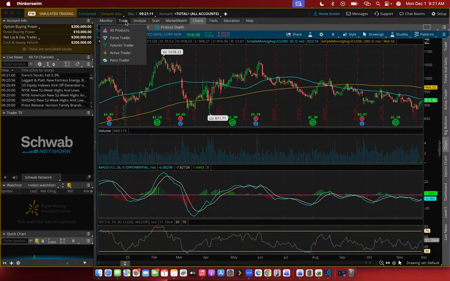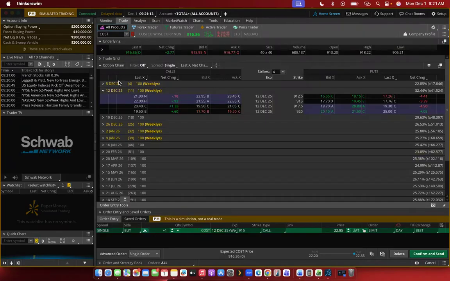With that being said, I'm going to the trade tab and under the option chain. These are all the expiration dates of these options. I'm choosing one for next week because they report earnings on Thursday, December 11th, and it will expire on the 12th. Like I said, I'm speculating that Costco will jump up in price from that earnings call, and I will quickly take my gains.